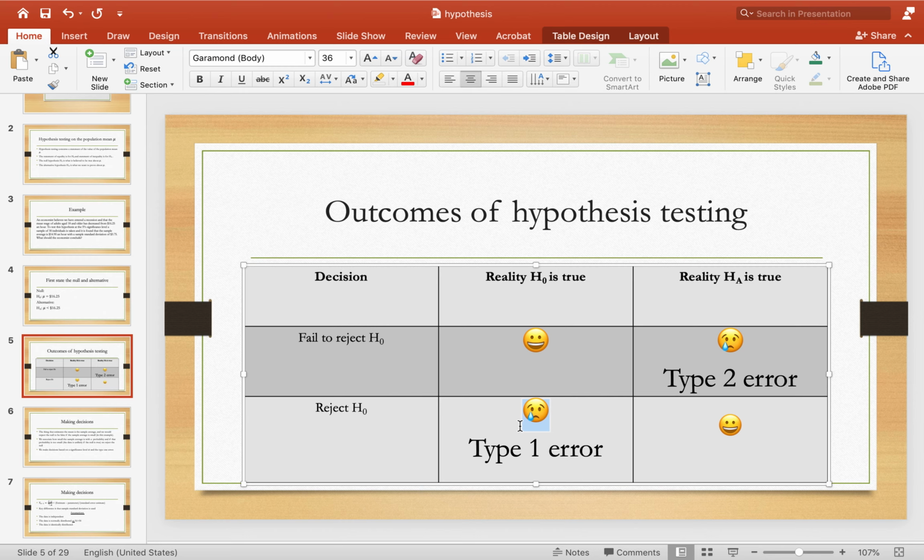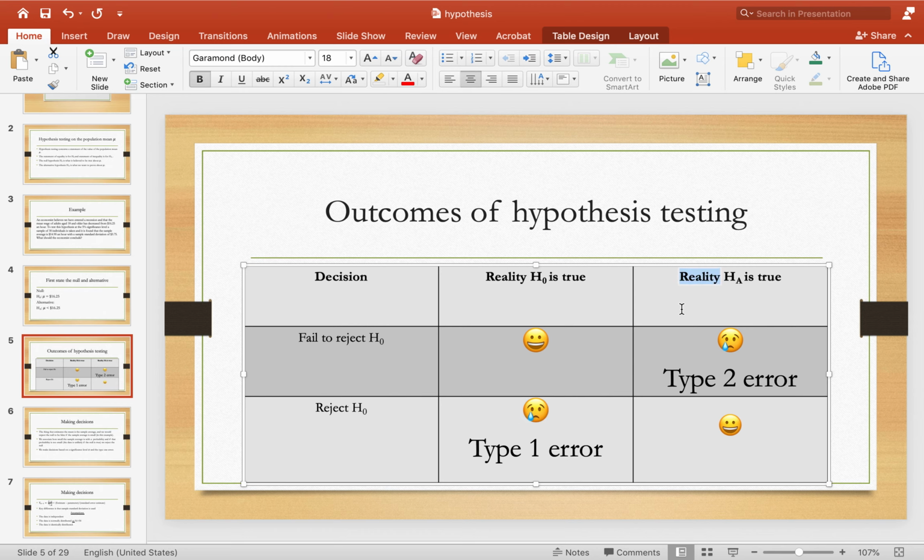In the example of crime, that would mean you've rejected the assumption of innocence. We're assumed to be innocent until proven guilty, and the reality is that they are innocent, but the jury decided to reject the null hypothesis of innocence. They're going away to jail for a long time, even though they didn't commit the crime. That's the type 1 error. That's a sad thing. Okay.